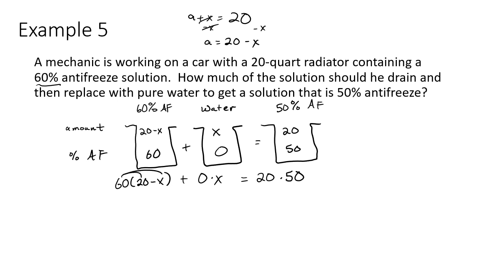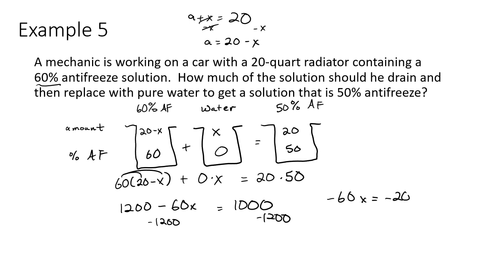So if I distribute this through, 60 times 20 would give us 1,200 minus 60x. Remember to multiply both parts by 60. And this is going to be equal to 20 times 50, which is 1,000. So if I subtract 1,200 from both sides, we would get a negative 60x is equal to a negative 200. Divide both sides by negative 60. Negative divided by a negative becomes a positive.